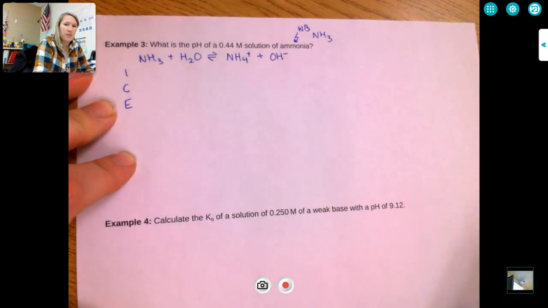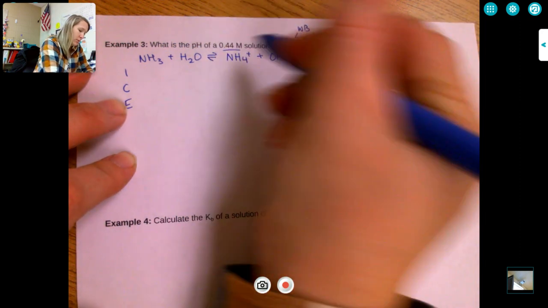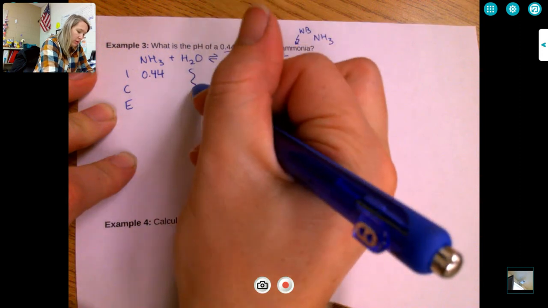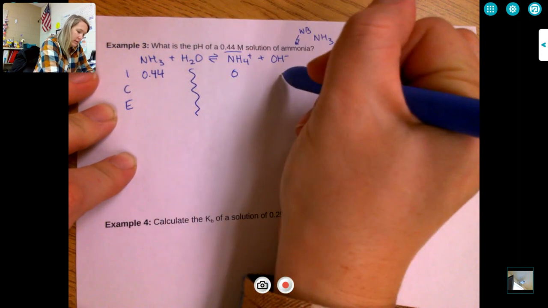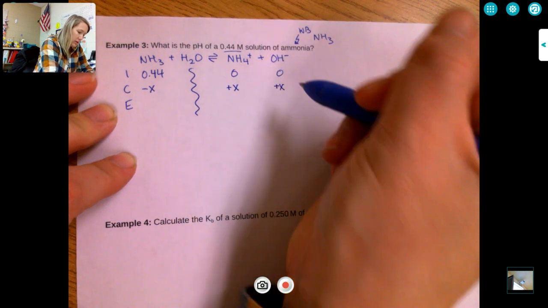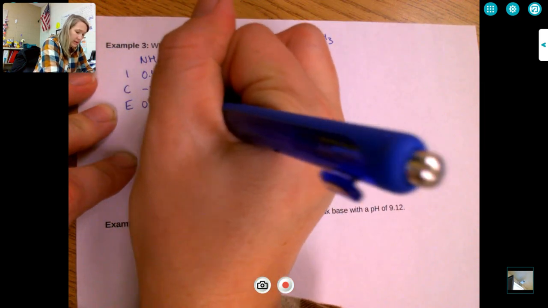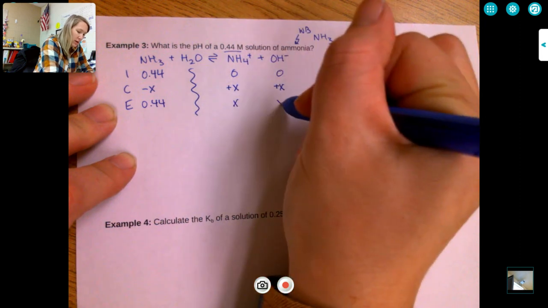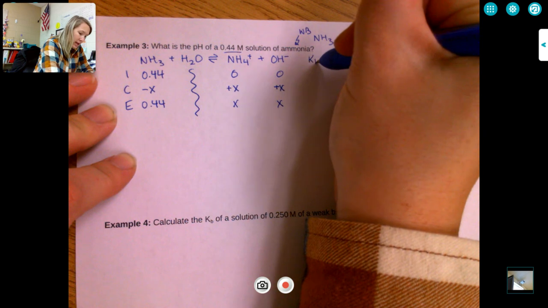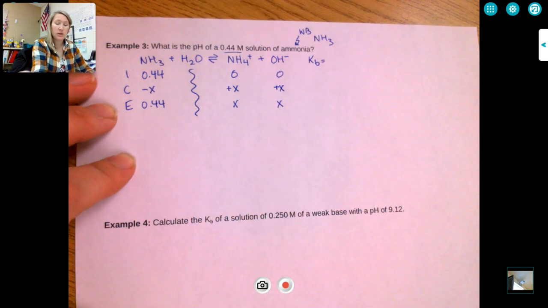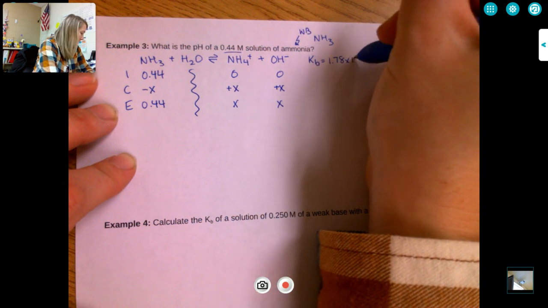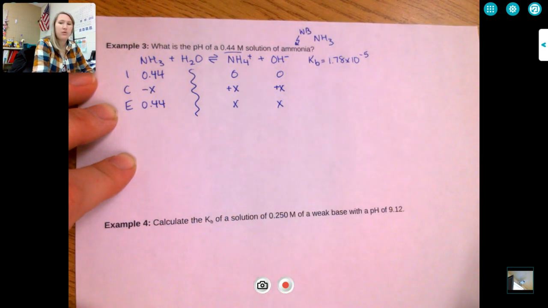At equilibrium, so I make my ice chart. I'm told that I'm starting with a 0.44 molar solution. Water is a liquid, so I don't care. 0 and 0. They are all 1 to 1 to 1. So X, X, X. And this is insignificant, so that stays as 0.44, X and X. Our Kb value is not given to us, so we could look it up in a chart. And when we do that, we find that our Kb value is 1.78 times 10 to the negative 5 for ammonia.